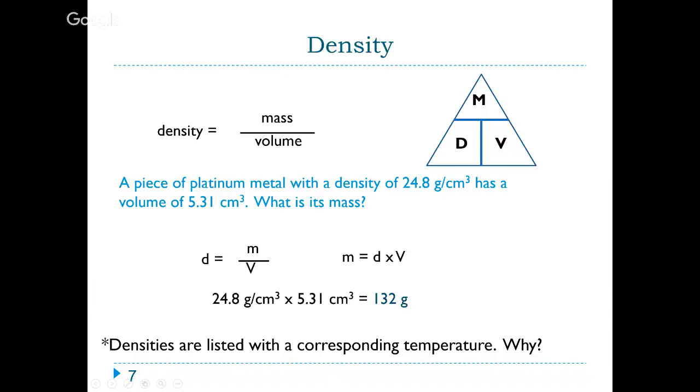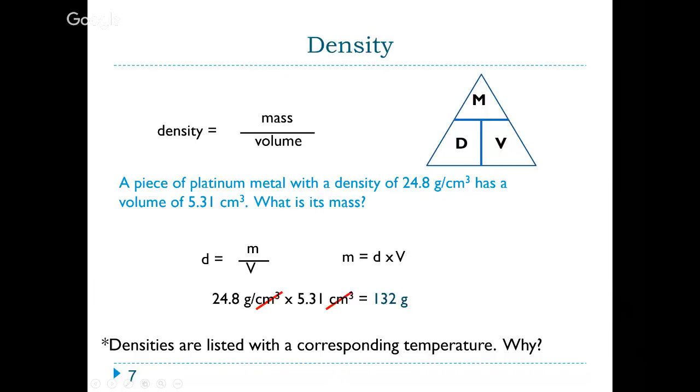In this, I notice that my units of volume are the same. They have to be the same in order for them to be able to be canceled out. If, for example, your volume was given in meters cubed, we would have to do a conversion to get back to centimeters cubed. So multiplying these two values together, I get a number.